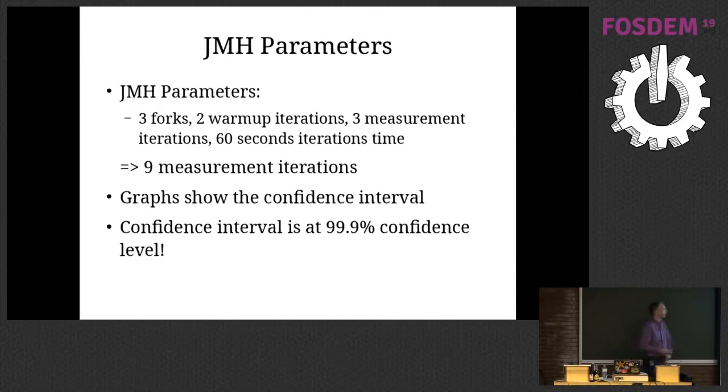These are the JMH parameters. I already talked about it. Three measurement iterations, 3 forks, gives 9 measurement iterations altogether, and 60 seconds iteration time. The graphs show the confidence interval in the error bars, and JMH uses a 99.9% confidence level, which is pretty tough.